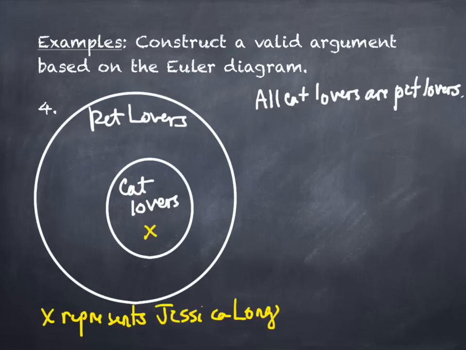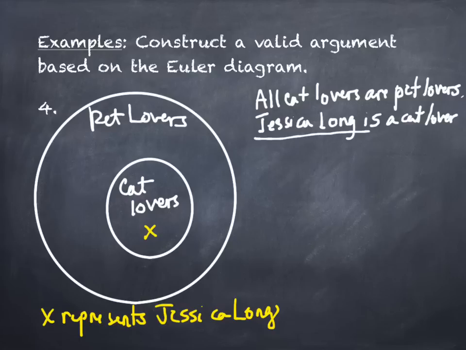Now, someone else tell me the second sentence I could write. Some pet lovers are cat lovers. Not quite. There you go. The second sentence has to do with the letter X. Where is it and who does it represent? What is it talking about? And so this X is actually represented by Jessica Long. So what do we know about Jessica Long? She loves cats, so she is a cat lover. Is she not a pet lover because the X is in? Exactly. The X is only in one location, and that location specifically talks about cat lovers.